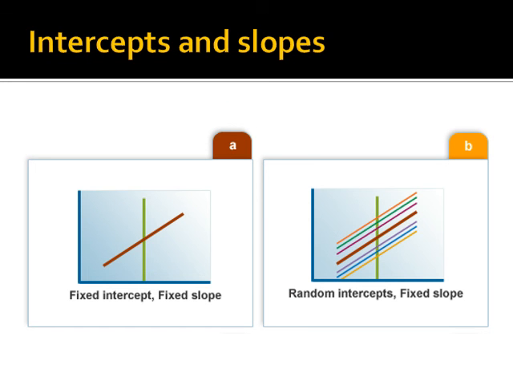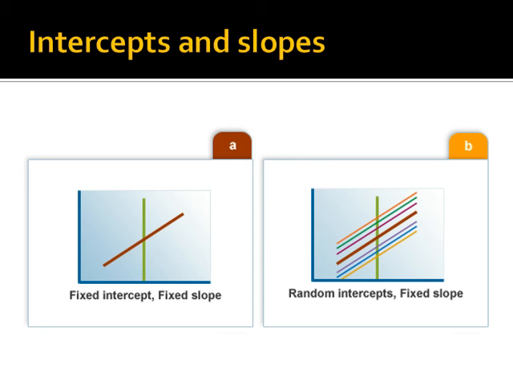Here are some examples of different kinds of regression lines, and these are straight lines, so these are not non-linear lines, or curvilinear. These are all linear lines. First we have fixed intercept, fixed slope. So in other words, same intercept, same slope.